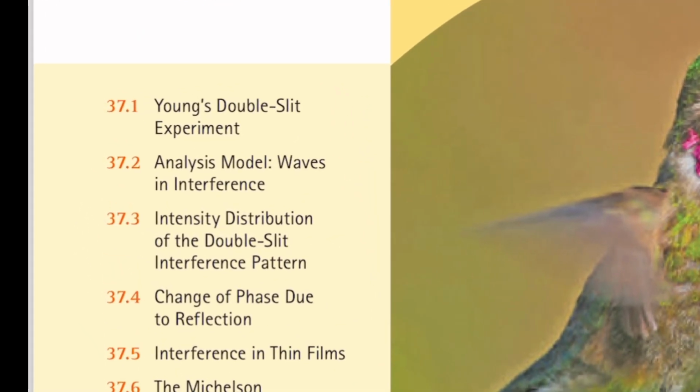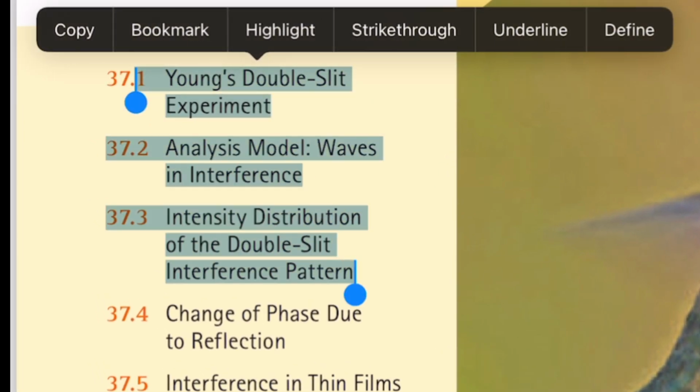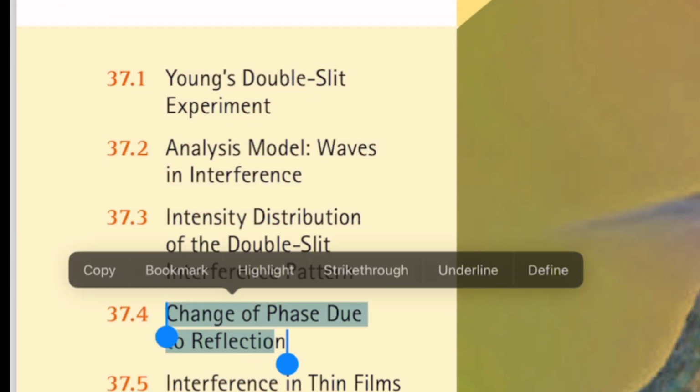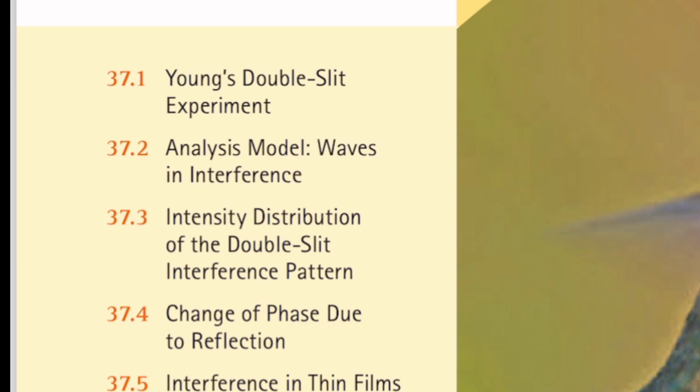So for me personally, the Young double slit experiment is a little bit weird. I mean, all of these things here are a little weird. Change of phase due to reflection. Personally, this thing has been really confusing to me from the start. So I'm going to read a little bit about this stuff. Maybe I'll post a video on that.